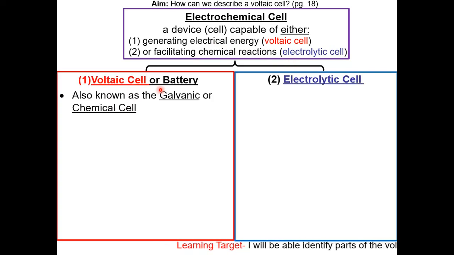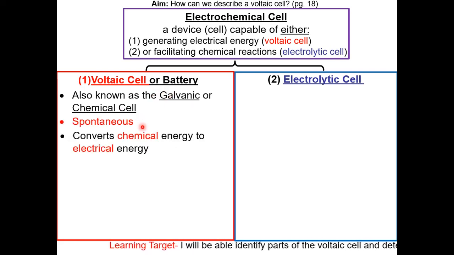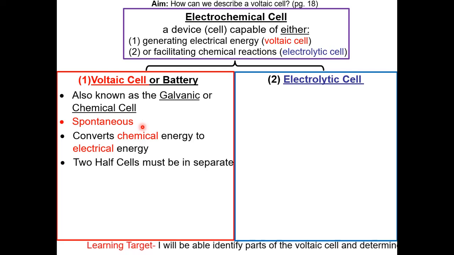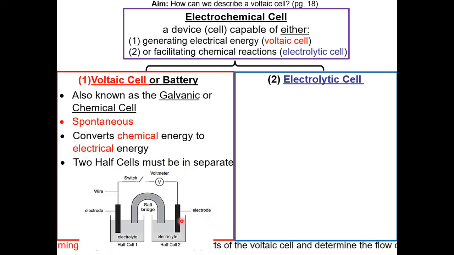Voltaic cell or battery is also known as a galvanic or chemical cell. It is spontaneous. It converts chemical energy to electrical energy. Two half cells must be present in a Voltaic cell. Here's a diagram illustrating a Voltaic cell.